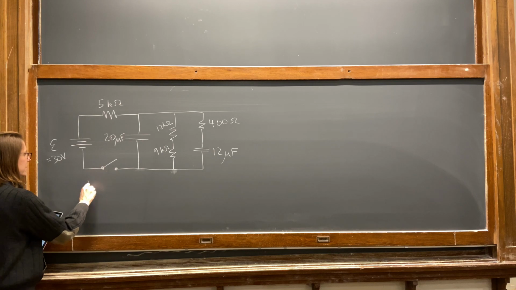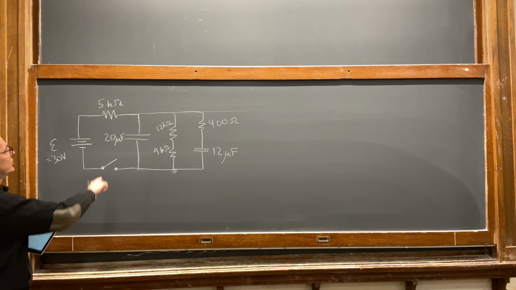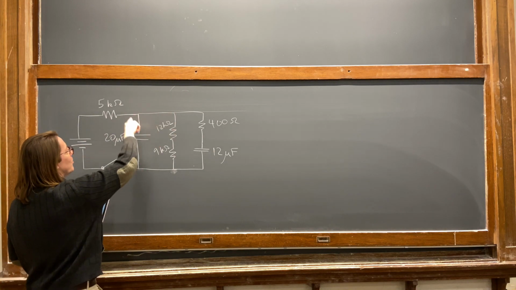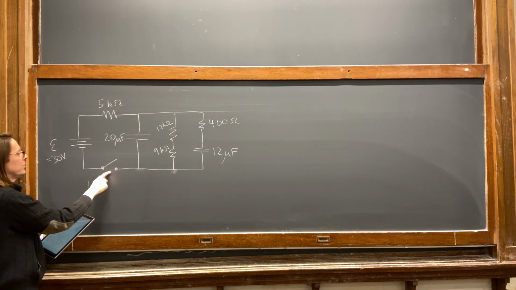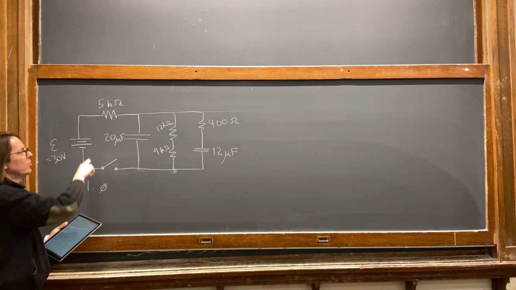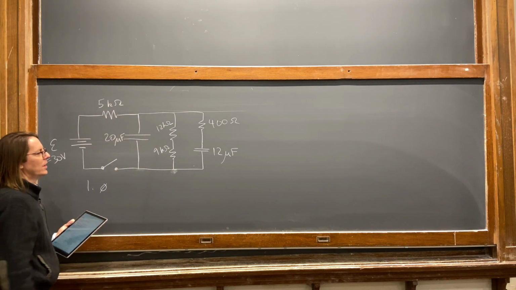So 1 is 0 because, if there's a switch in the middle, there might be some path where current could make it out of and back to the battery. But if you put a switch right there, there's nothing getting back to the battery. So there is no closed path where current could actually flow.